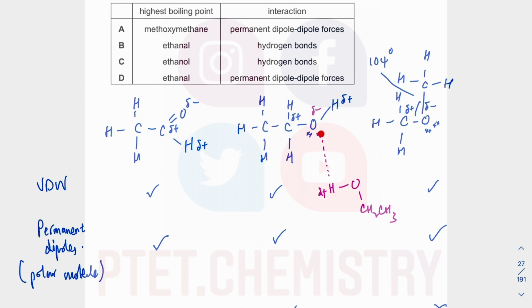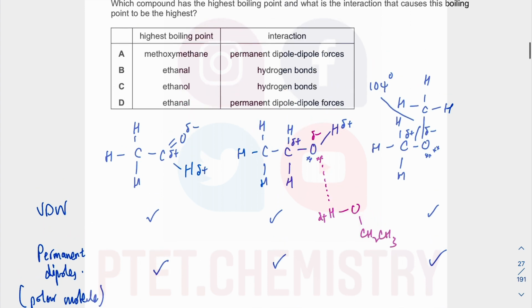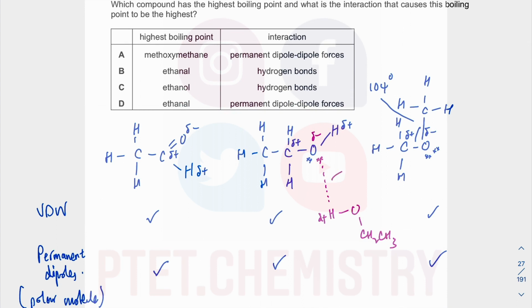We show the lone pair on the electronegative oxygen or fluorine or nitrogen, and then we show between themselves because this is a pure compound. We are talking about boiling point, so we are not talking about in water, we're talking about between themselves, and we're going to label that as hydrogen bonding. So these are typically worth 2 or 3 marks in a theory paper setting. So ethanol will have the highest boiling point due to the presence of hydrogen bond between the ethanol molecules.